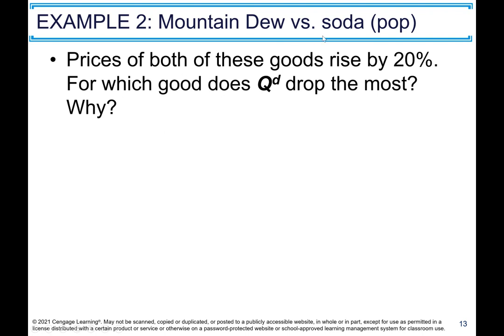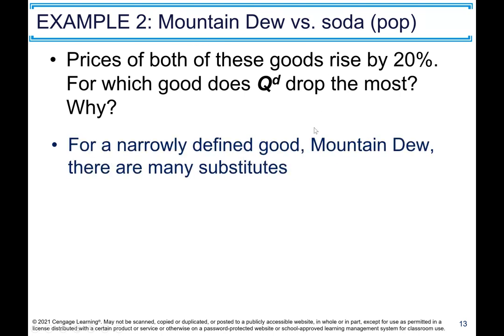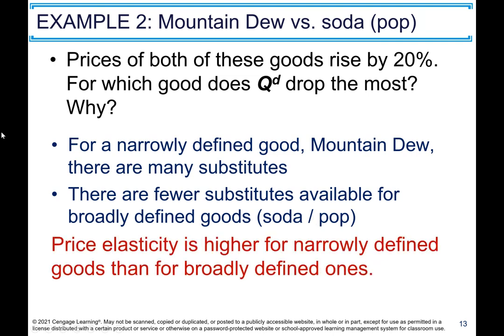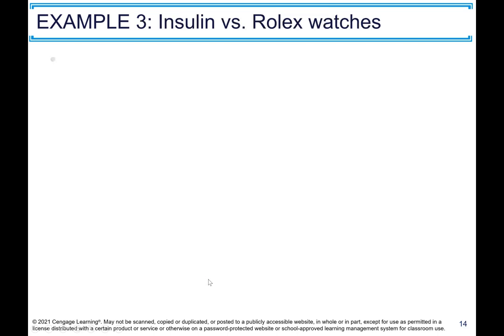Example 2. Prices of both of these goods rise by 20%. For which good does quantity demanded drop the most? And that is Mountain Dew versus soda pop. For a narrowly defined good like Mountain Dew, there are many substitutes. There are fewer substitutes available for broadly defined goods like soda pop. Therefore, price elasticity is higher for narrowly defined goods than for broadly defined ones.